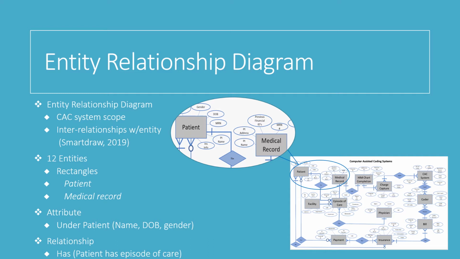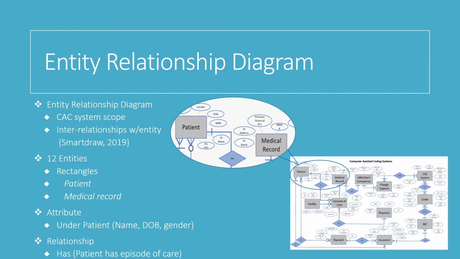We identified 12 entities, and these are the rectangles, starting with patient, a medical record, and ending with payment. If you look at the ERD, we have quite a few attributes, and these are the ovals. Some of the attributes we listed for patient are patient name, date of birth, and gender, among others. Then we show the relationship between these entities with diamonds, and connecting these relationships are links or lines. For instance, in the case of patient, we have patient has episode of care. We also show the relationship of one to one, one to many, many to one. For instance, the patient can have one to many episodes of care.